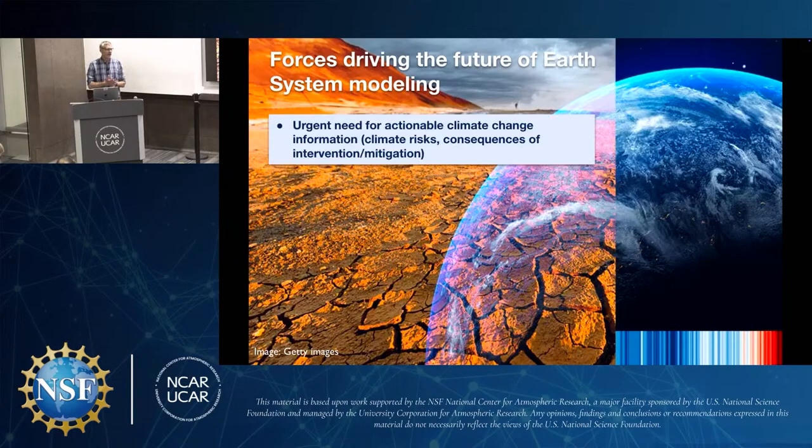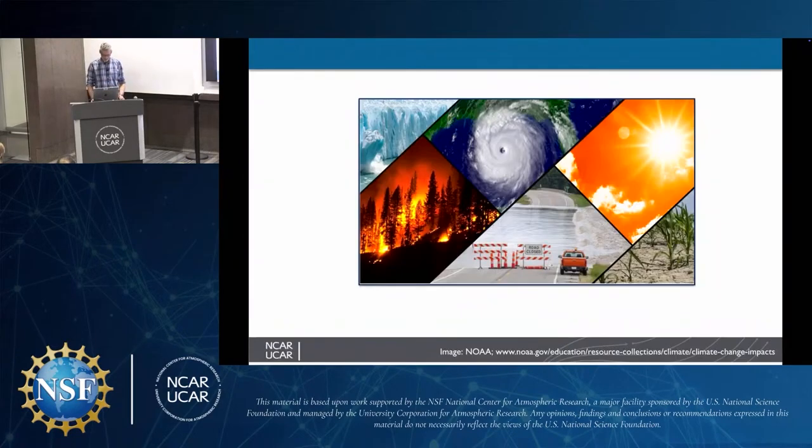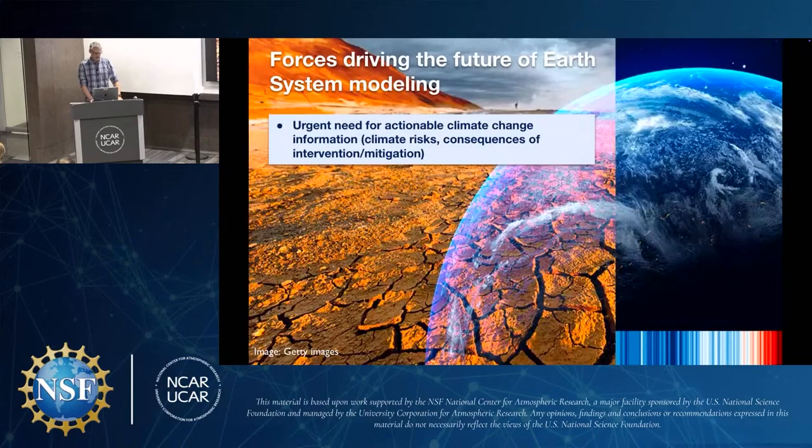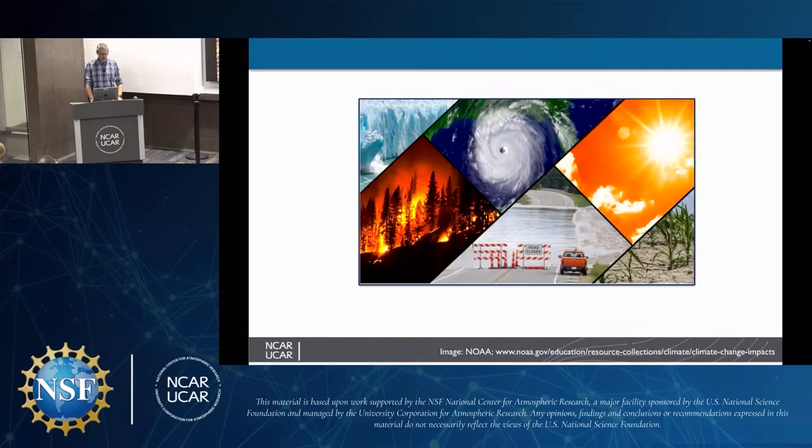And so, if we go back to the early days of Earth system modeling, we were trying to understand: was climate change really happening, was it due to humans, and what were the main feedbacks in the Earth system? What the feedbacks are is still an important question because we don't have those all pinned down exactly, but we have essentially answered the question about whether climate change is due to humans. But what's needed now is an urgent need for actionable climate change information on climate risk and the consequences of intervention and mitigation.